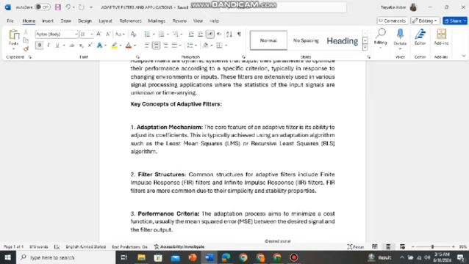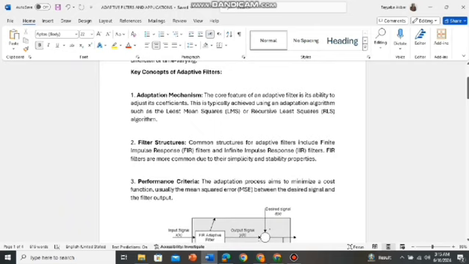The next is filter structure. On which components is the adaptive filter based? The first one is the common structure, which is finite impulse response, FIR, filters, and the second one is infinite impulse response, IIR, filters. FIR filters are commonly used due to their simplicity and stability properties.